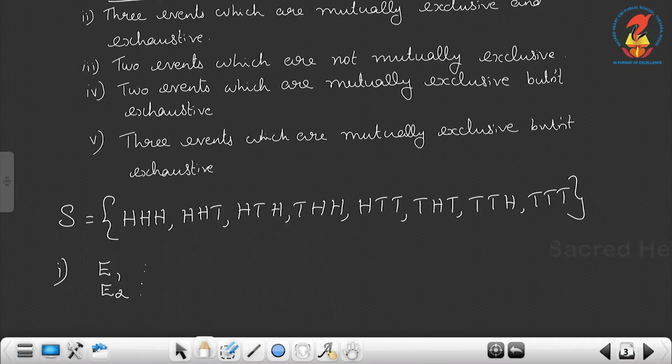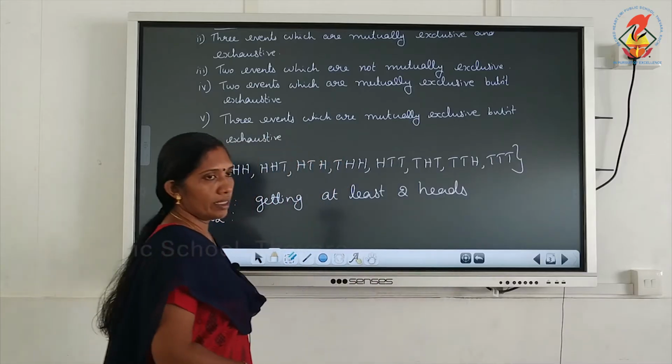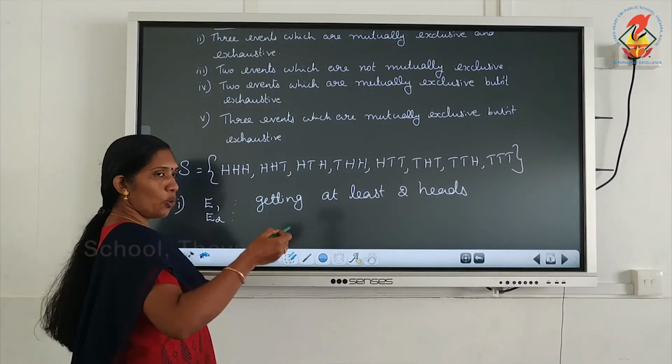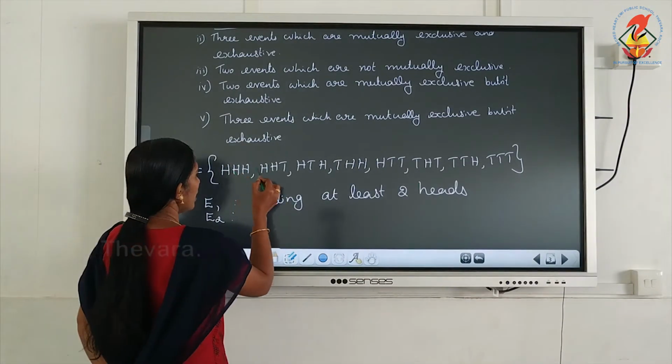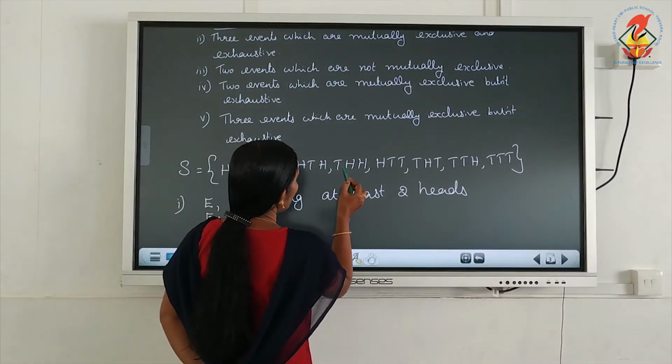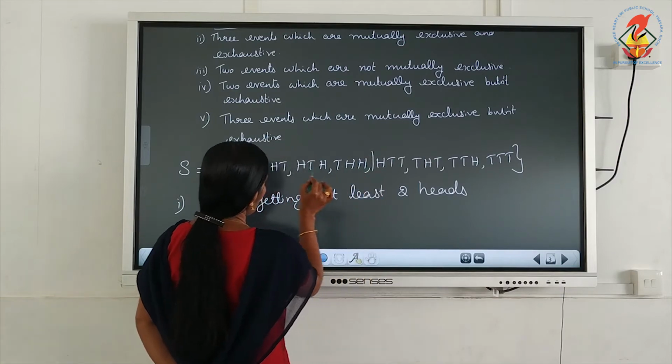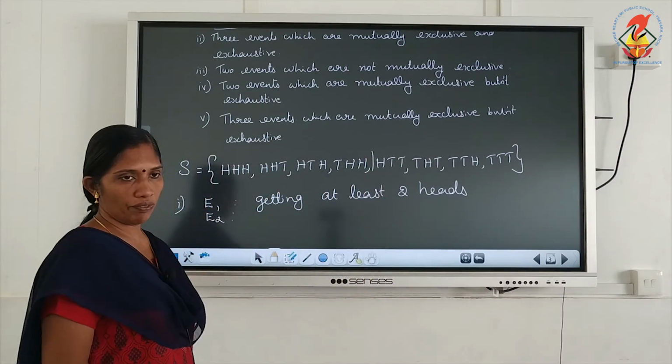So here I am writing, let E1 be the event. Getting mutually exclusive means the intersection must be the null set. Okay. So getting at least two heads. Getting at least two heads means two or more heads, that is 3 heads, here 2 heads, 2 heads, 2 heads. So only this much, that is 4 outcomes in E1.